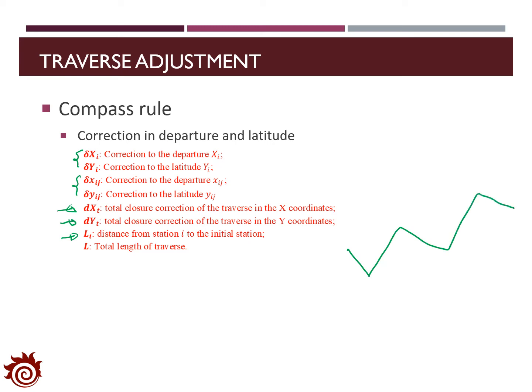So they can actually be shown in the simple example here. This is the initial point, and this is the end point. We are considering the points in between. So Li is the distance from 1 to the point i, and L is the distance from 1 to point N.